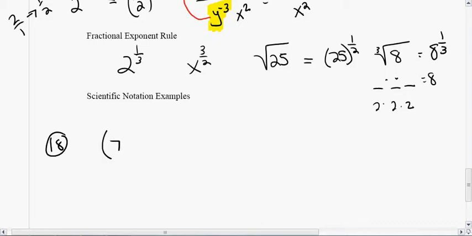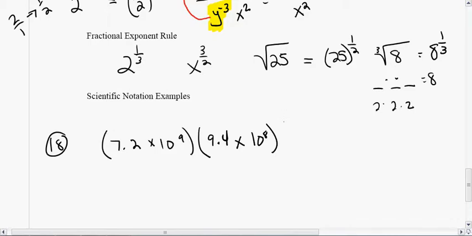So I'm starting off with 7.2 times 10 to the 9th times 9.4 times 10 to the 8th.